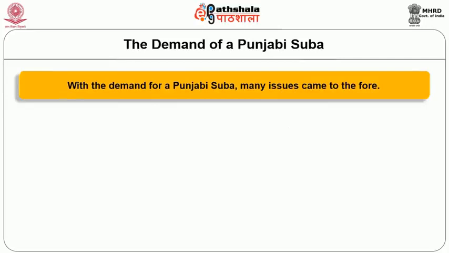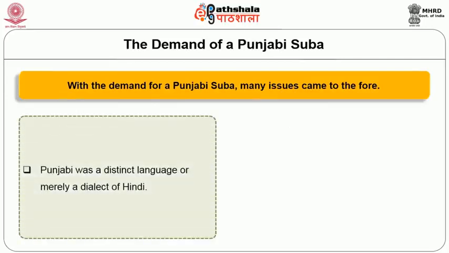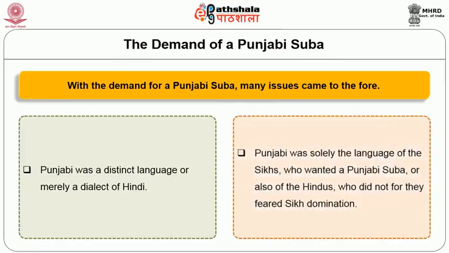With the demand for a Punjabi Suba, many issues came to the fore. One of them was whether Punjabi was a distinct language or merely a dialect of Hindi. The other was whether Punjabi was only the language of the Sikhs who wanted a Punjabi Suba, or also of the Hindus who did not really want a separate Punjabi Suba because they feared Sikh domination.